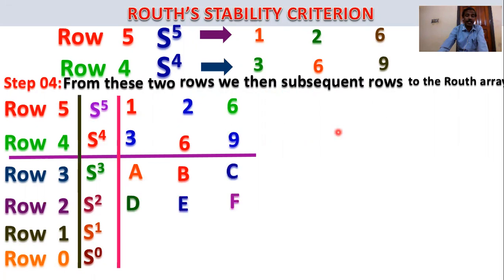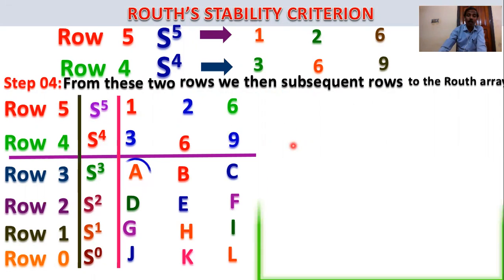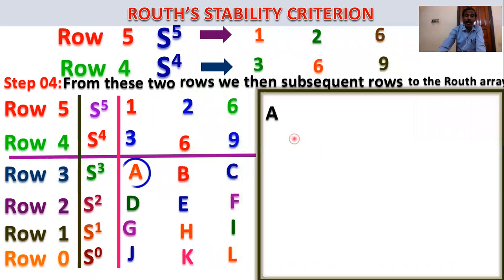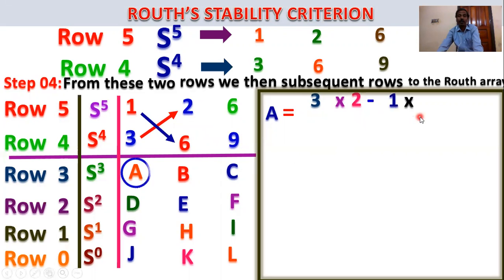Suppose the entries are A, B, C, D, E, F, G, H, I, J, K, L. So calculate A to L. And what is the value of A? A equals 3 into 2 minus 1 into 6, divided by the starting value 3. This is the 3, the starting value, and this value equals 0.